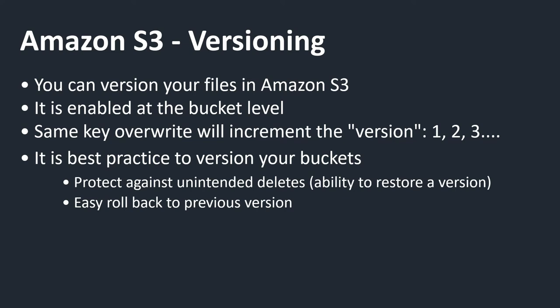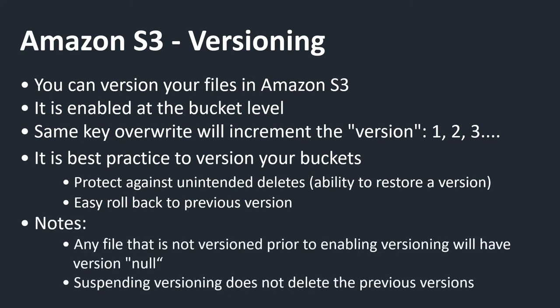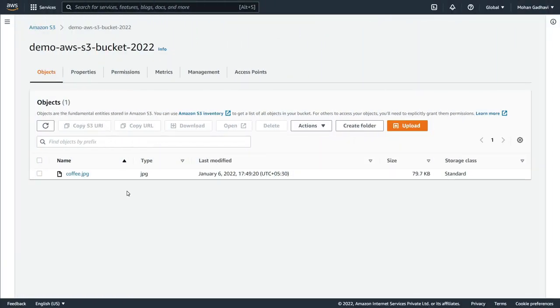So you need to know a few things. Any file that is not versioned prior to enabling versioning will have the version null. And if you suspend versioning in your bucket, it does not delete the previous versions, it will just make sure that the future files do not have a version assigned to them. So let's go in the hands-on and see how that works.